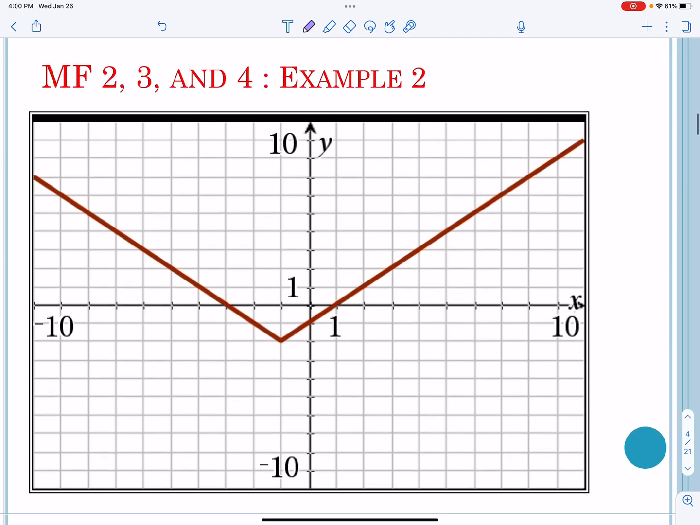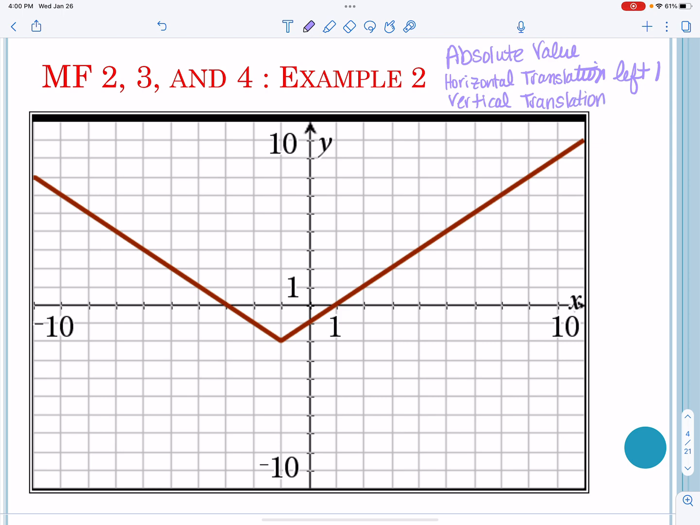So on example 2, they give you the equation and now they want you to write, or they give you the graph and now they want you to write the equation. You're going to have a few of these. First off, it is a V, so you know it's an absolute value. Okay, I know it's not a parabola because it's not a U. I know it's been shifted. It has a horizontal translation. Left 1. And it has a vertical translation. Down 2.